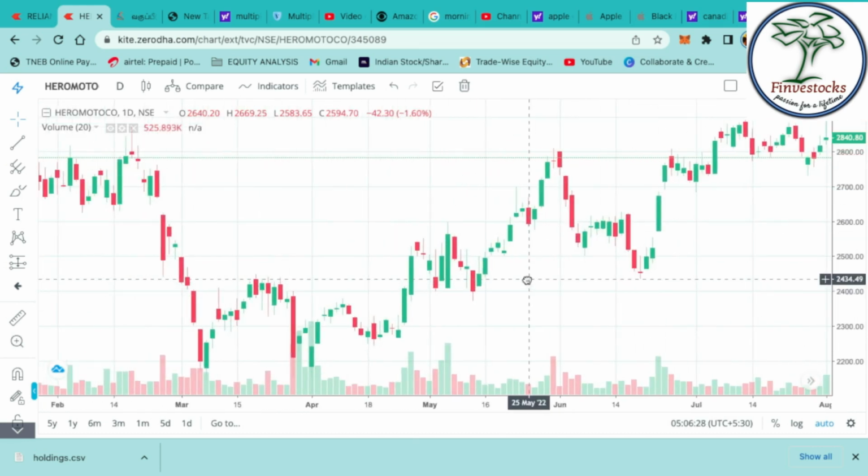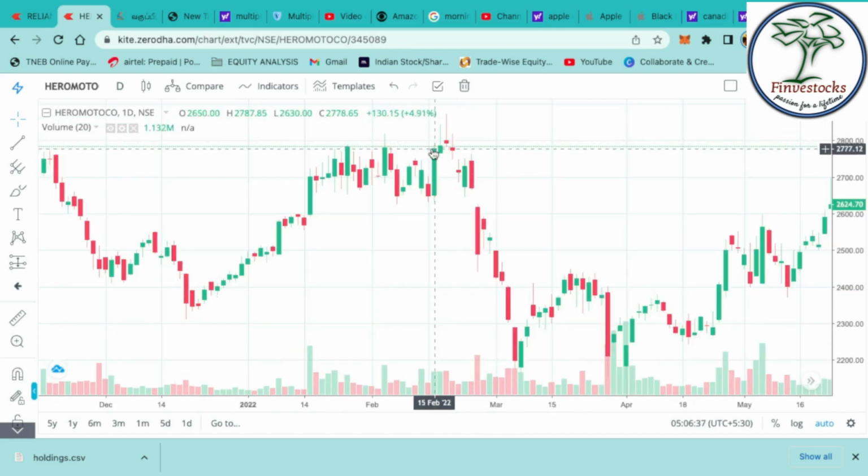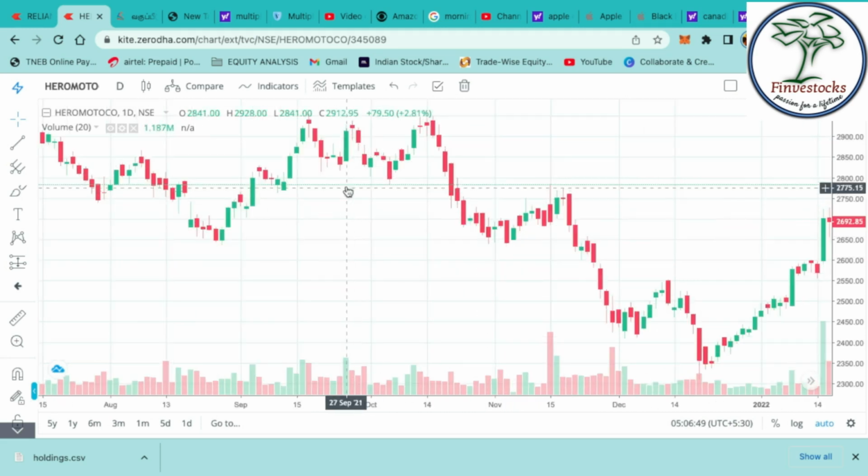So some more evening star patterns. Here also we can see an evening star pattern, but the third candle is not a big candle. So maybe we can neglect. Yeah, here if you see it's a typical evening star pattern. Not one, two evening star patterns are formed here. The first one is here and the second one is here.